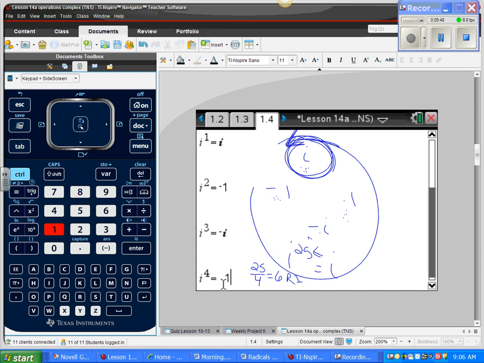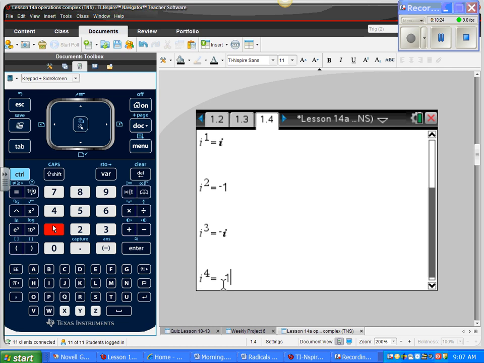So what if I had i to the 39th? 39 divided by 4 is 9 with a remainder of 3. So we use i to the third, which equals negative i. So you see how that works? If you don't remember how to do remainders, that's okay, we have our calculator to do this for us. We're not going to spend much time on that. Just need you to know that it's cyclic and it does go around like that.